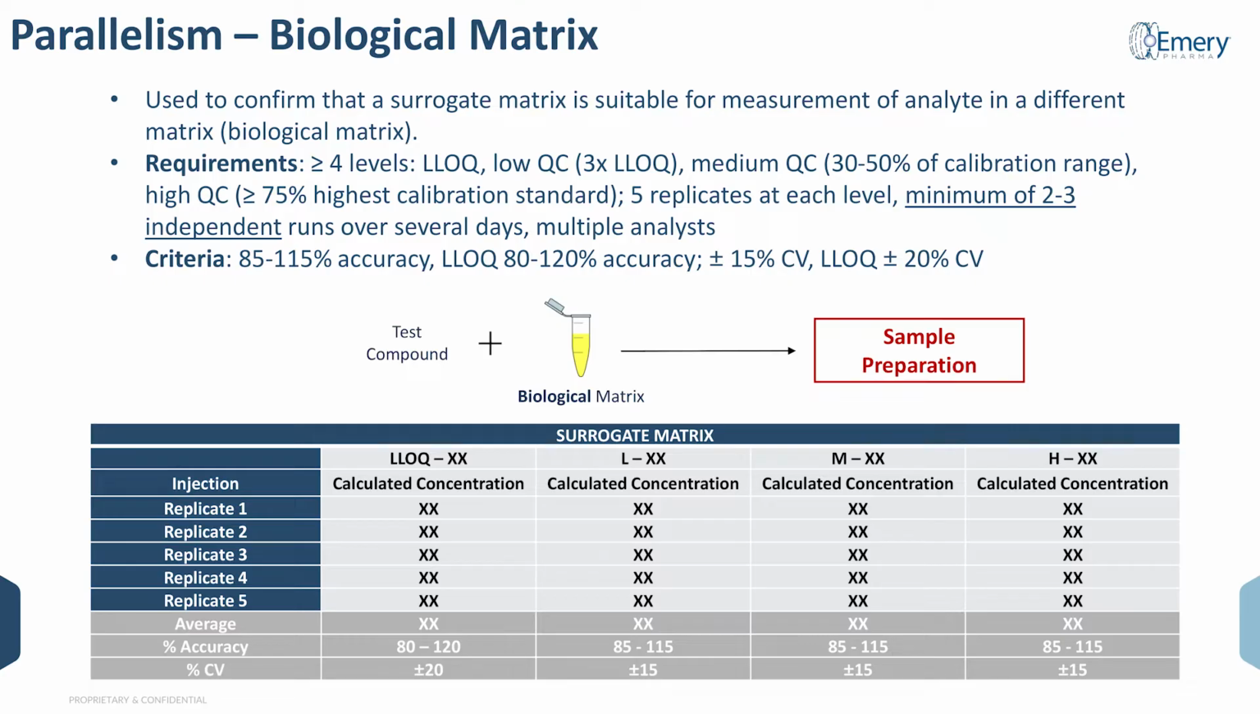Greater than 4 levels at those same LLOQ, low 3 times the LLOQ, medium 30 to 50%, and a high QC greater than 75% of the highest standard, 5 replicates, again 2 to 3 independent runs over several days, or multiple analysts. The criteria, again, the exact same as the QCs, 85 to 115, a little wider at 80 to 120 for LLOQ, and then 15% CV, or 20% at that lower limit.